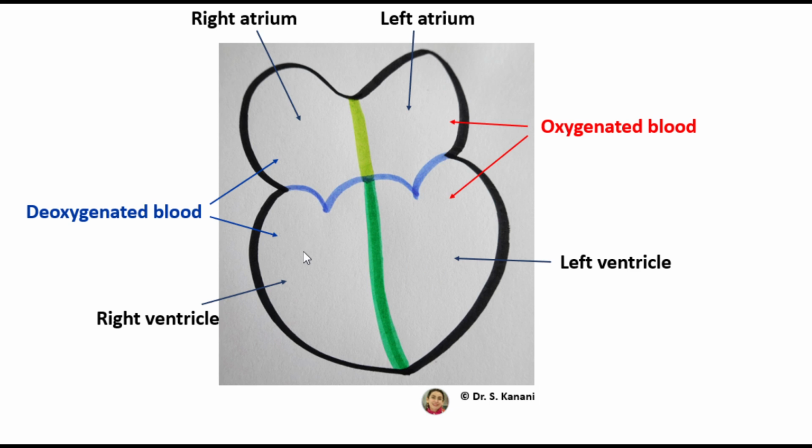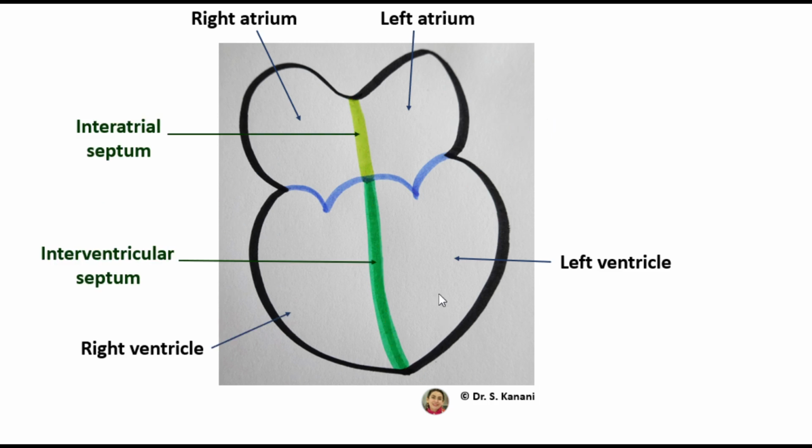Since in the right side of the heart, deoxygenated blood flows and in the left side, oxygenated blood flows, and we do not wish to mix these two blood between the right and left side of the heart, we need to have wall. We refer to the wall that separates the 2 atria, interatrial septum. Inter means between. And the septum that separates the 2 ventricles would be referred to as interventricular septum.